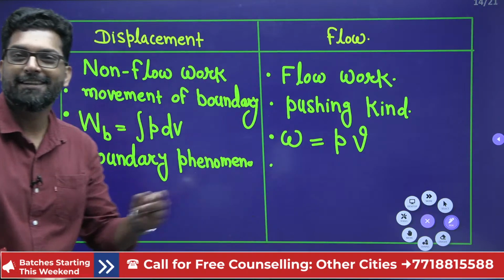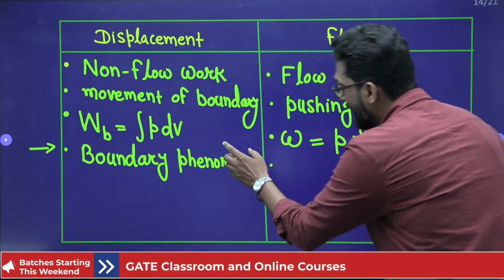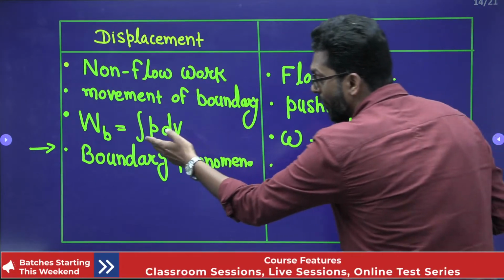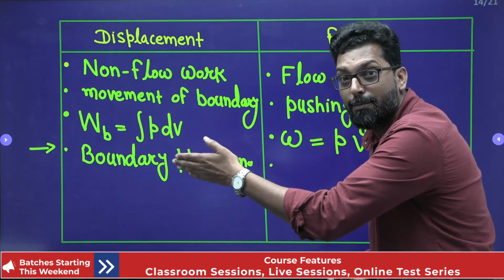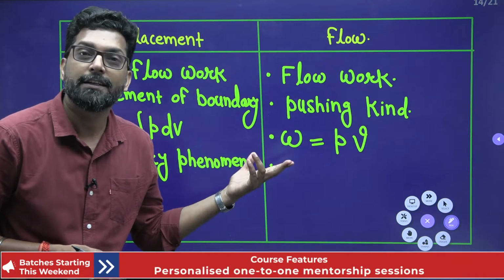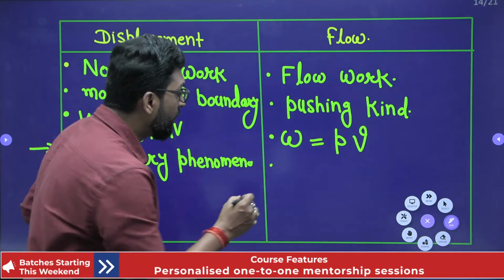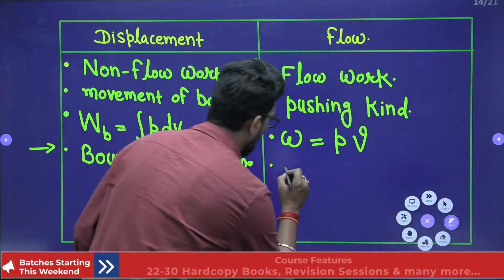And what is this? Please tell me. See, beta, this is your boundary phenomenon. That means it is not a system property. A specific volume is a property. P is the property, a specific volume is a property. So it is a property of the system. Very important.